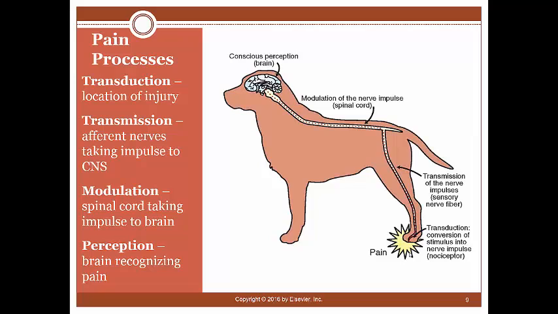Also, along with modulation can be reflexes. So a lot of times when we have modulation occurring in response to pain, we also can have a reflex action to protect the body against what's causing that pain. Lastly, we have perception, and this is where the brain actually is going to recognize pain and can localize pain to a region or area of the body.